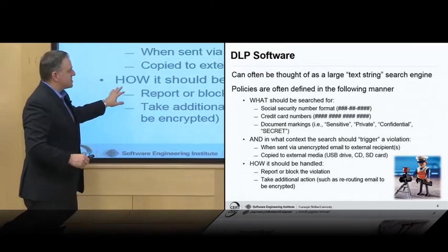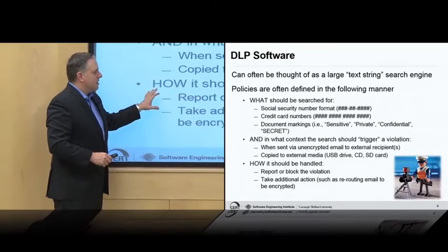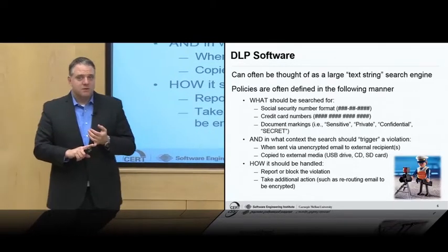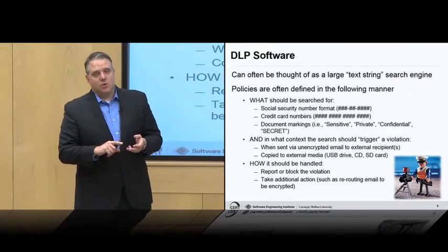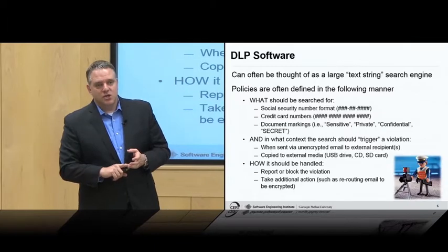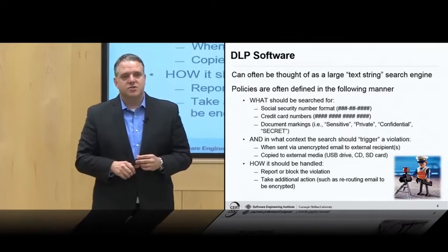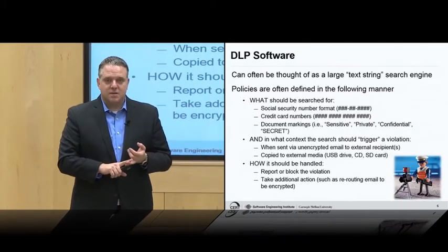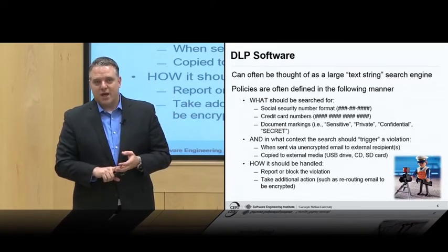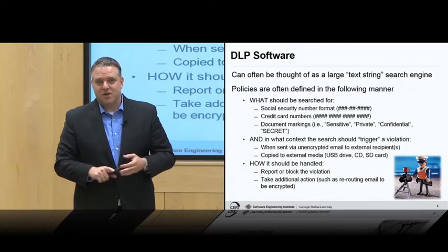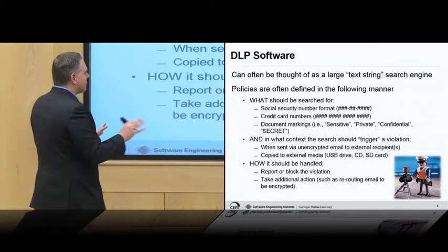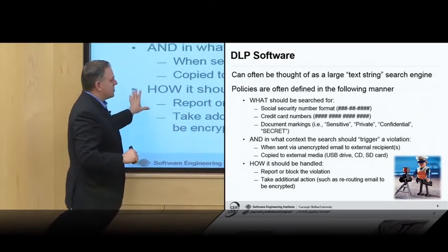The last thing you should set within your policy is how it should be handled. What should I do about it? Should I just report the fact that something occurred, or do I need to proactively block it and prevent it from going out? You can do other things, such as sending the email back and forcing it to be encrypted, or sending it to a privacy and security mailbox so that you're aware of these violations. It's all very granular in what you can do here.